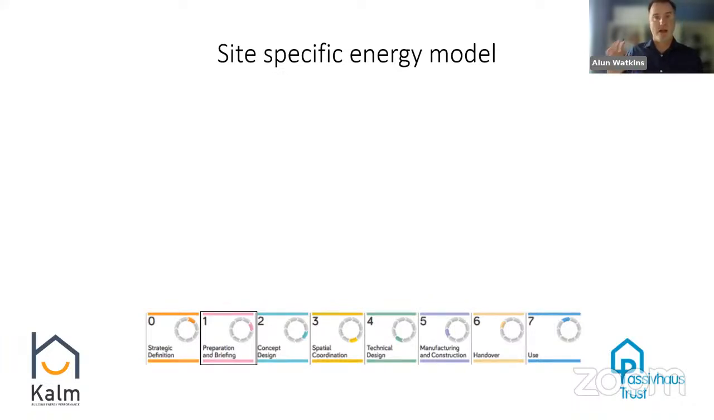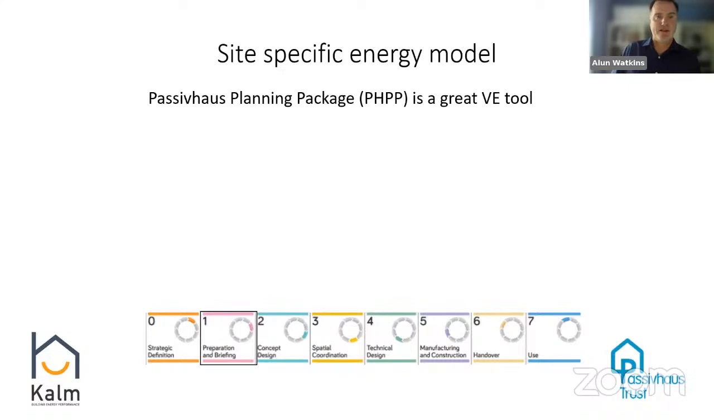So it might be very similar buildings that have been used before, might be adapting things on a sort of pattern book or that kind of thing, but you still need to actually apply it to the site that you're looking at. The best tool for this is the Passivhaus planning package, PHPP, which is great not only for the building physics that is its principal reason for existing, but from a value engineering perspective as well.